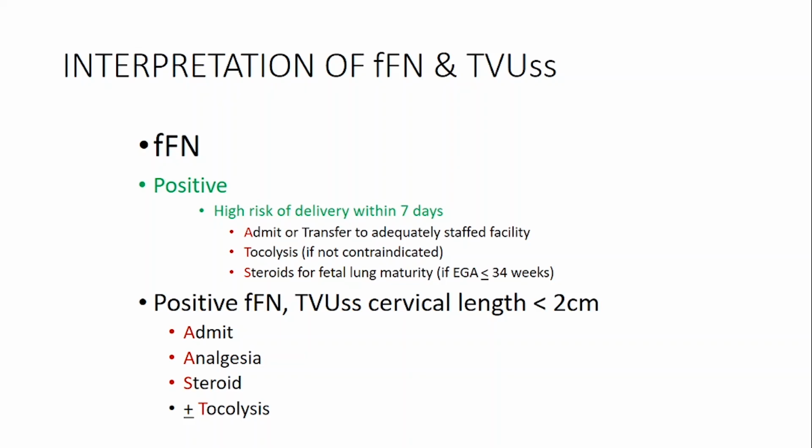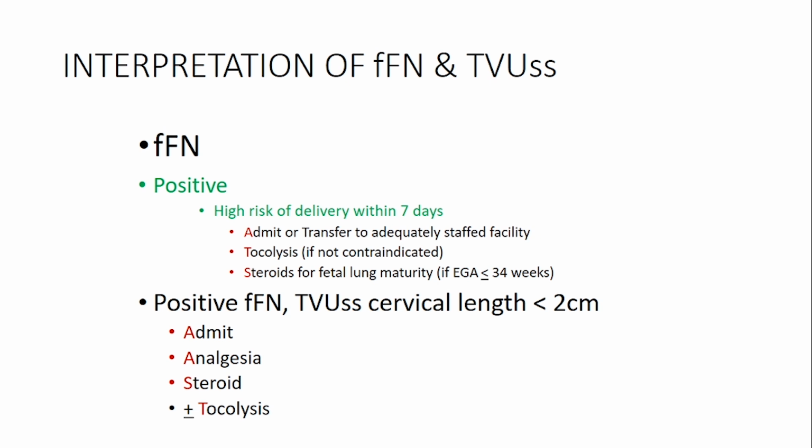When the fetal fibronectin is positive, it is an indication of high risk of delivery within 7 days from the time of presentation of the patient. In this instance, one would need to adopt a 3-step approach, which I refer to as ATS. A means admit or transfer patient to an adequately staffed facility. T means you may want to use tocolysis if not contraindicated. And S means steroid for fetal lung maturity if estimated gestational age is less than 34 weeks.